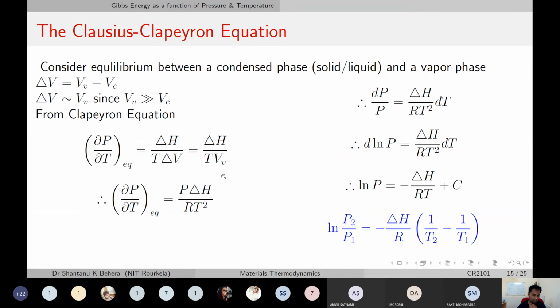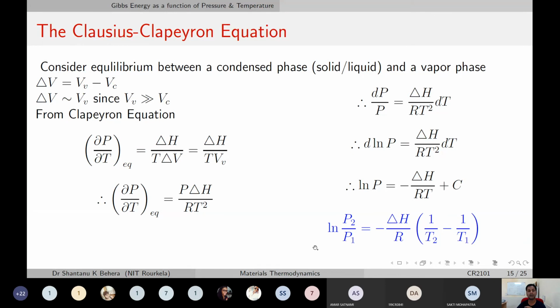Now you rearrange: instead of V, you write RT by P, then it becomes dP by dT equals P del H by RT square, which again converts to an integral formula: dP by P is del H by RT square dT. You can also write d ln P, it is the same thing. You can write this in a simpler form as ln P is minus del H by RT plus a constant, or within limits P1 to P2 corresponding to T1 and T2, you write ln P2 by P1 is minus del H by R times (1 by T2 minus 1 by T1).